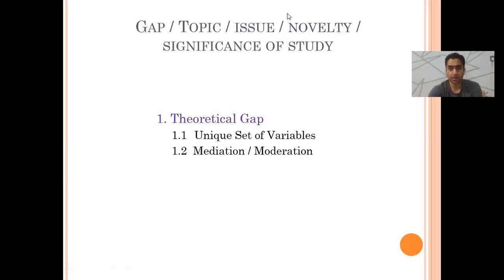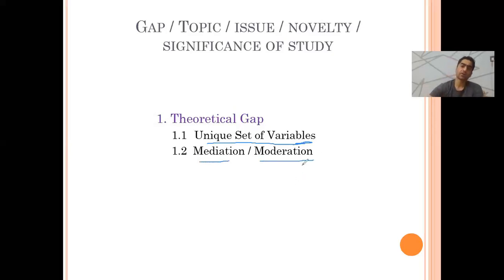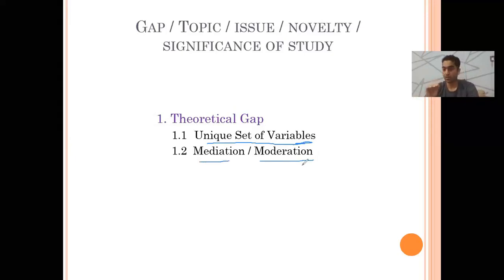Simply, students, it's about a unique set of variables. That unique set of variables can be with the help of a mediator or moderator. It's not always necessary to go for mediation or moderation. It's simply about a theory. If theoretically you can provide a rationale for your research, then it's okay, you can conduct the research. But that can be simply on the independent to dependent relationship, or you can add mediation or moderation. I'm going to discuss it in more detail.